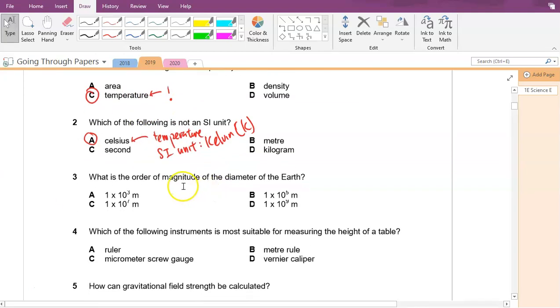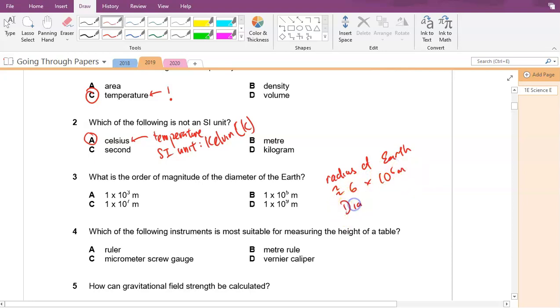Which of the following is the order of magnitude of the diameter of Earth? So in your textbook, there's a page that talks about the whole spectrum from the smallest, which is about an atom, all the way to the universe kind of concept. One interesting thing is that they did mention that the radius of Earth, okay, is approximately about 6 times 10 to the power 6 meters.